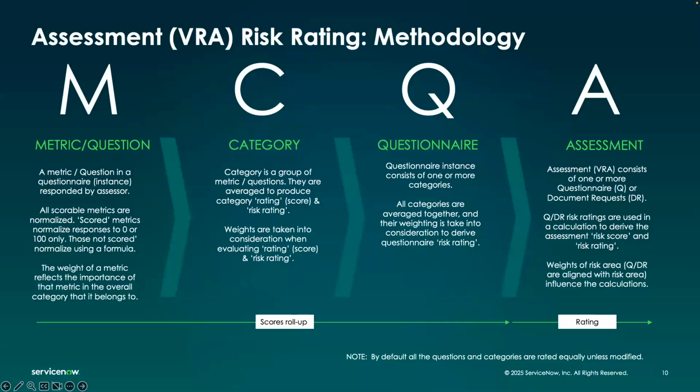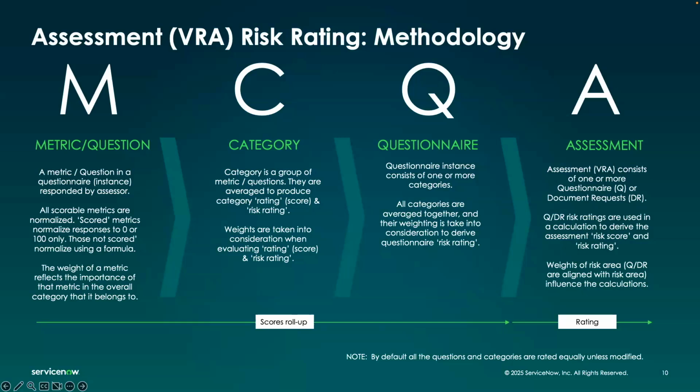Then we move up to Q for questionnaire. A questionnaire instance consists of one or more categories. When calculating the questionnaire's overall score, that is risk score and risk rating, the weighted average of the categories is taken into account. This ensures that individual categories with greater risk significance have the appropriate influence on the questionnaire's outcome.